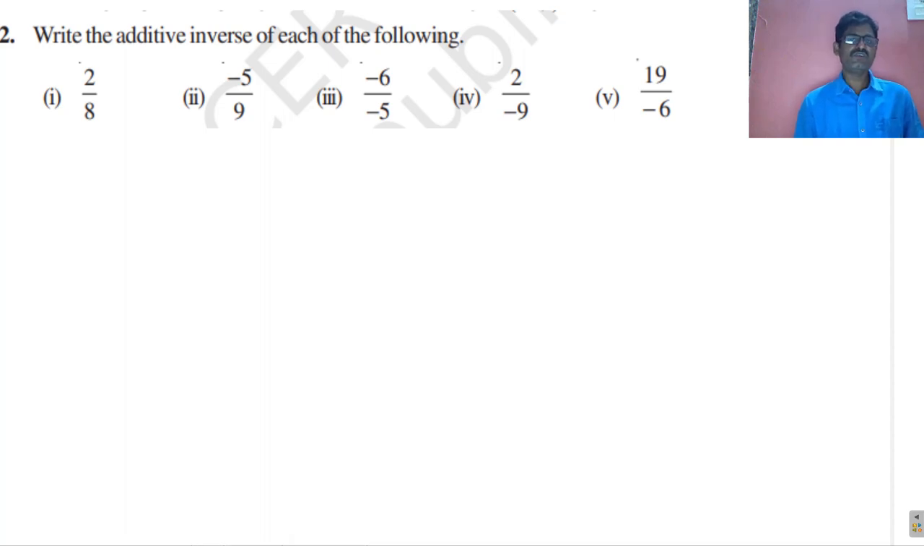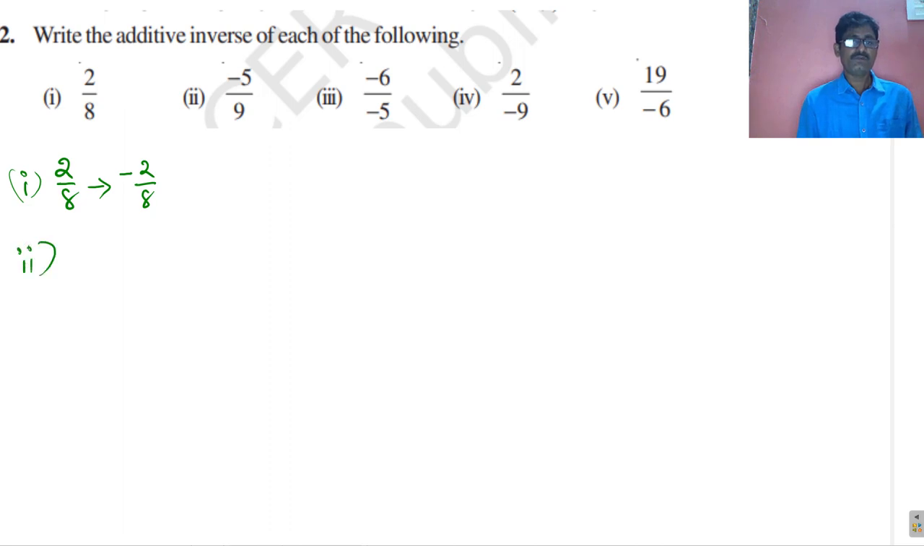Write the additive inverse of each of the following. We know that if you take A as the number, the additive inverse of this number is negative A. So for the first problem, 2 by 8 we have, the additive inverse will be negative 2 by 8. This is for the first one.